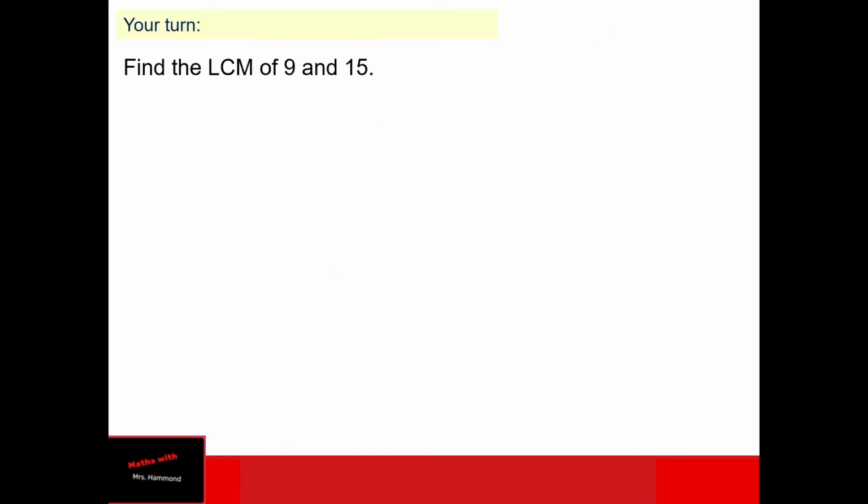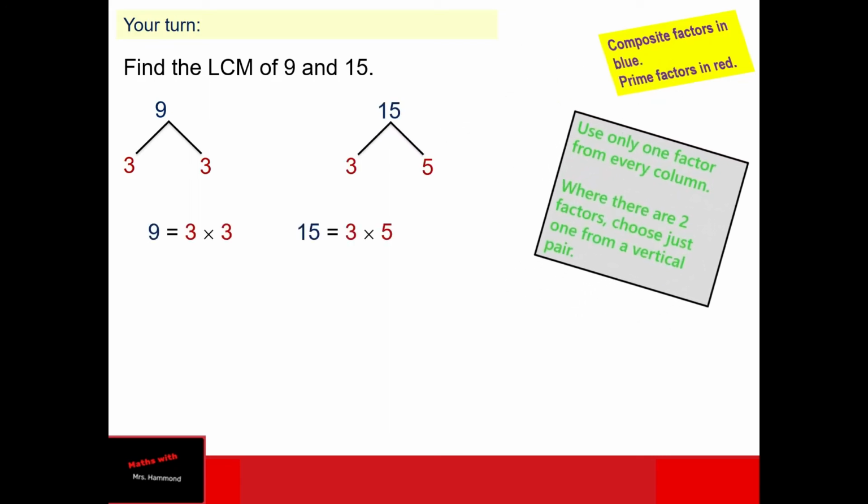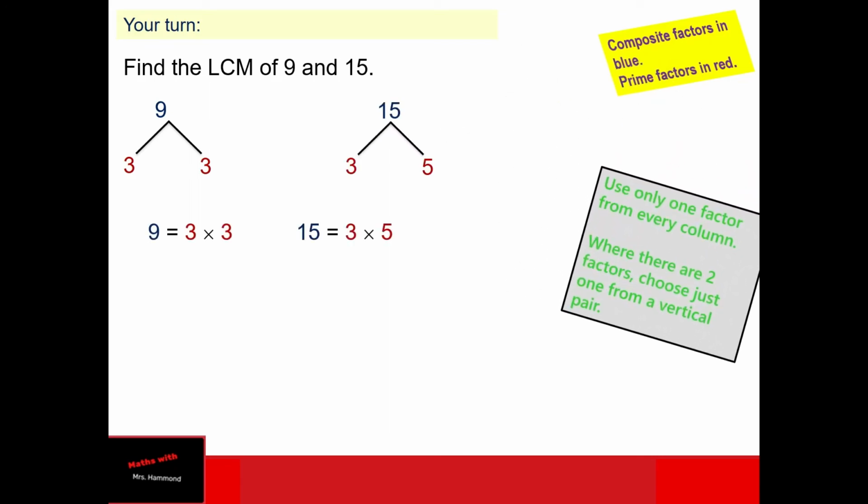Here is your example. Please pause the video and attempt this question. Okay, so we have 9 and 15. First, we need to draw up the prime factor tree to get the prime factors that make up both numbers. Now we need to align the factors on a table like I showed you on the previous video. Feel free to pause the video and go back to the first example.